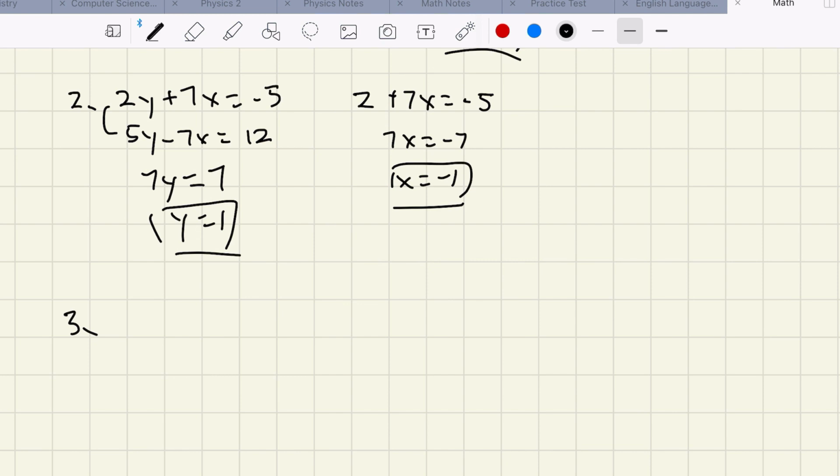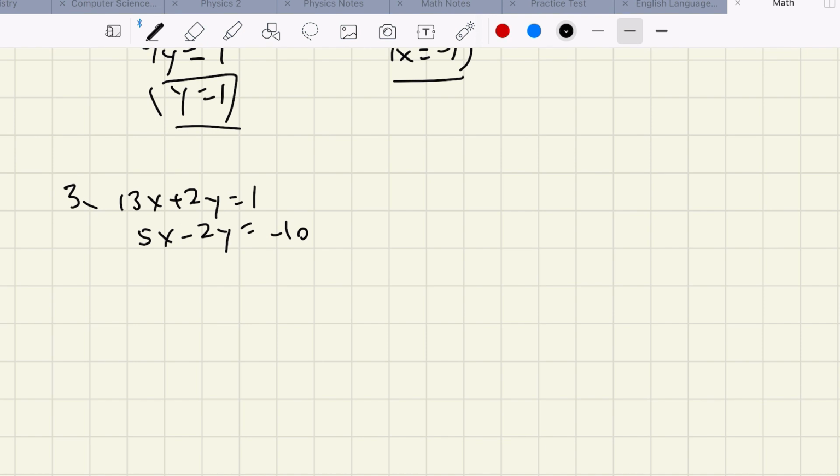Number 3, 13x plus 2y equals 1. 5x minus 2y equals negative 10. And here you can see you just add the two equations, which will eliminate the 2 in front of the y, and it will eliminate the y variable. You get 18x equals negative 9, and x equals negative 1 over 2. And you plug that in.